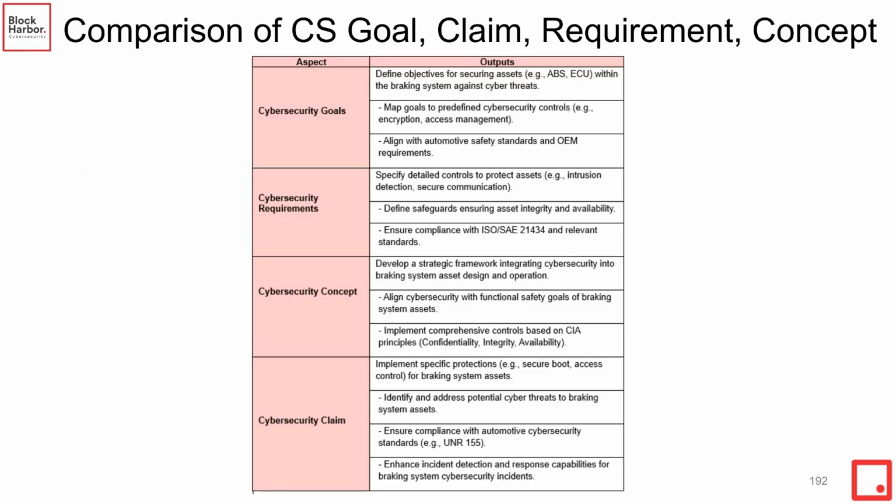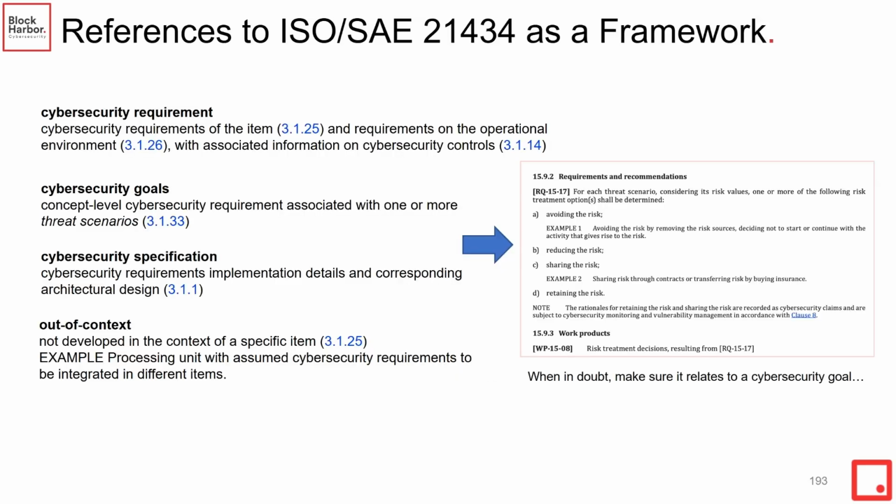Let's talk about the relationship between cybersecurity goals, claims, and requirements. According to ISO/SAE 21434, cybersecurity goals are concept-level requirements that align with threat scenarios. Cybersecurity claims specify how these goals are to be achieved. Requirements provide the implementation details and architecture needed to meet those claims. When in doubt, always ensure that your cybersecurity requirements relate back to a defined cybersecurity goal. This ensures that your security efforts are focused on the most critical aspects of the system. Here is the reference to definitions defined in the standard.